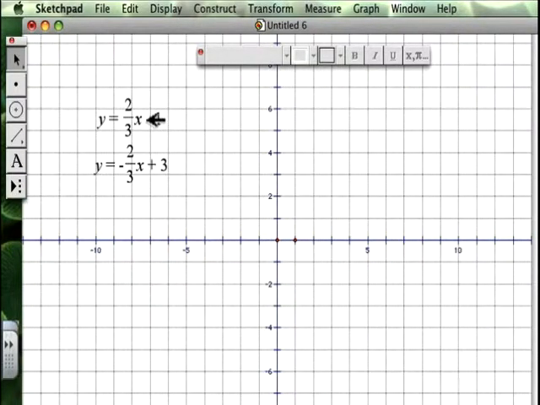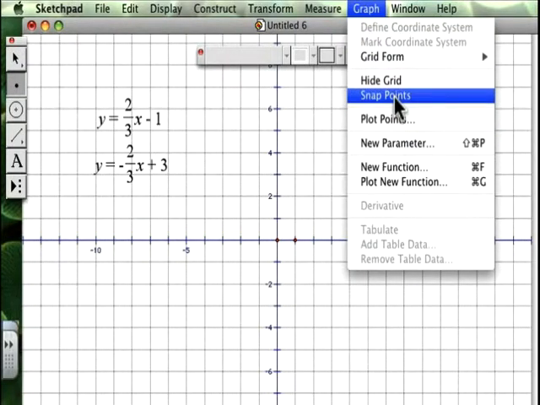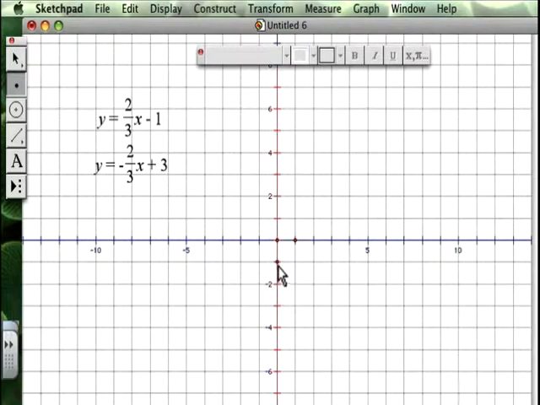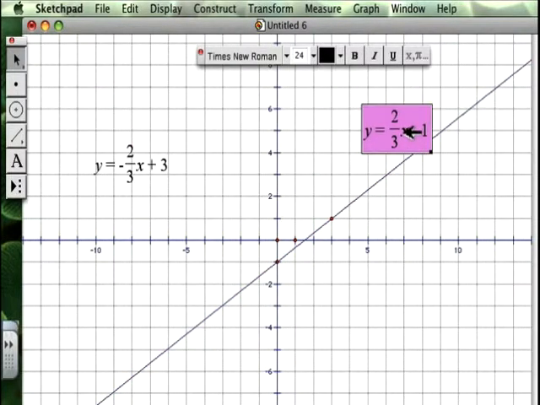So what you can do here is you can plot a point at 0, -1, which is our y-intercept for the first equation. And from this point, we're going to graph a line that has slope of 2 over 3, which is a rise of 2 and a run of 3. And we can now draw a line through those. And there's our line for y equals 2 over 3x minus 1.